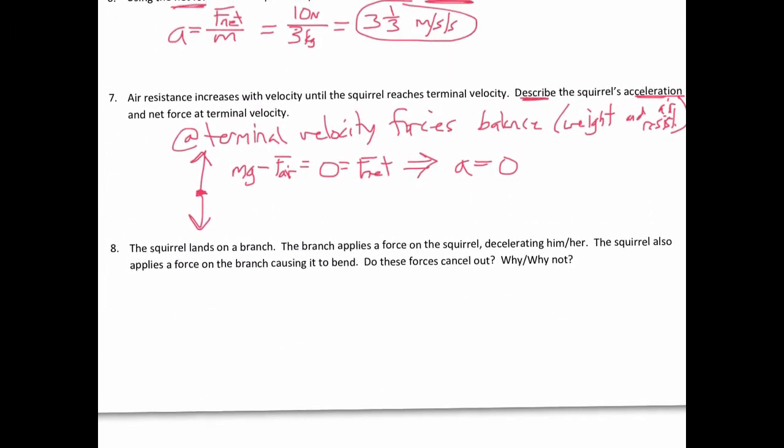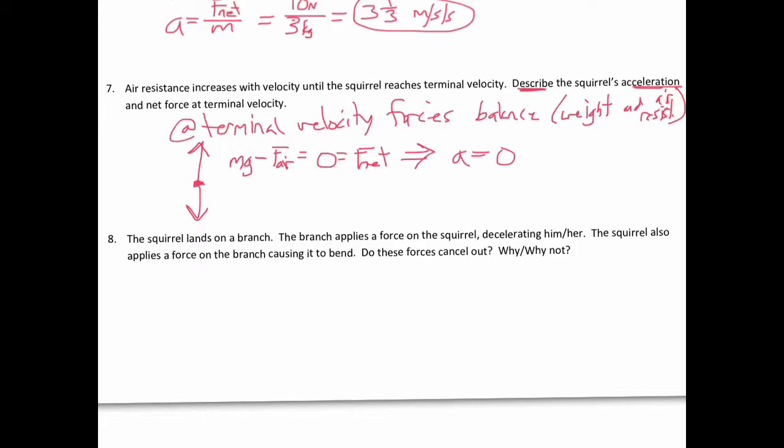The squirrel lands on a branch. Branch applies a force on the squirrel, decelerating him or her. The squirrel also applies a force on the branch, causing it to bend. So if we look at that, this is our squirrel head, and this is the branch that they're landing on. And in blue here, I'll put the force of the squirrel on the branch, and then upwards on the squirrel is the force of the branch on the squirrel.